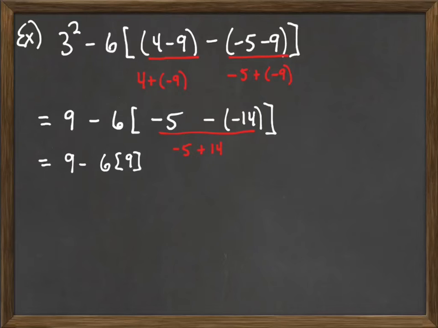And so now we can do 9 minus 6 times 9. Well, we can write that down as 9 minus 54. At this point, if you want to rewrite that as 9 plus negative 54, you can. In either case, our final answer here will be negative 45. Again, we could write that as 9 plus a negative 54 if that helps you keep things straight.